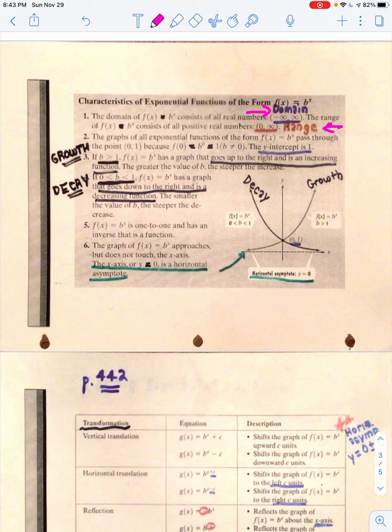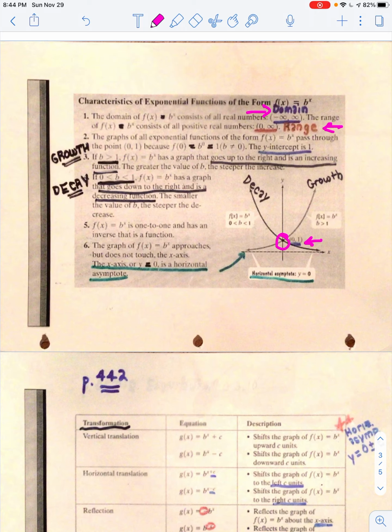The y-intercept, you'll notice right here, when you put in 0 as the power, you're going to have any base raised to the 0 return 1. So the y-intercept of your graph is going to be 1.